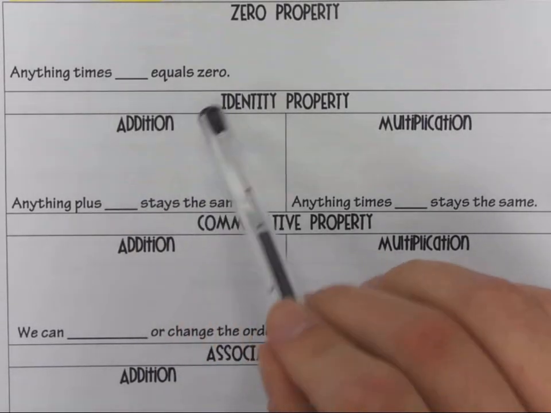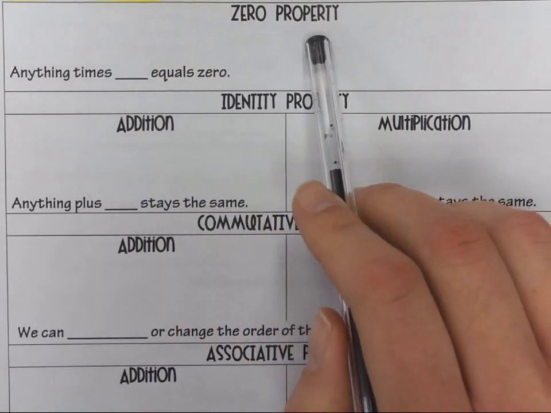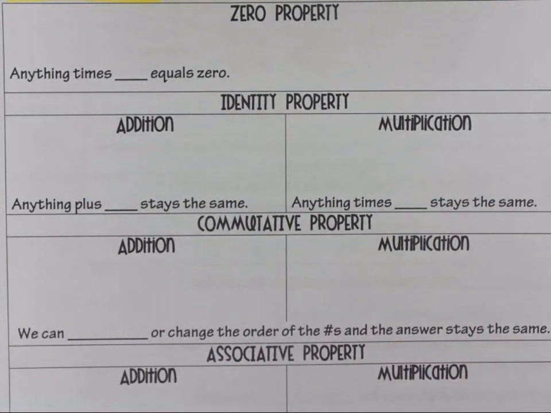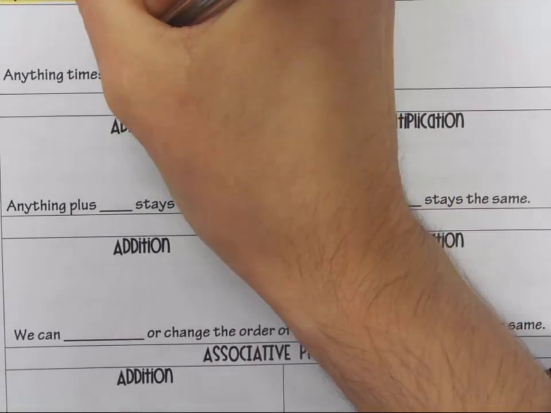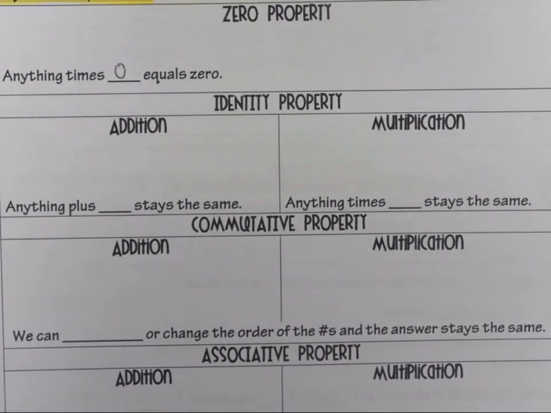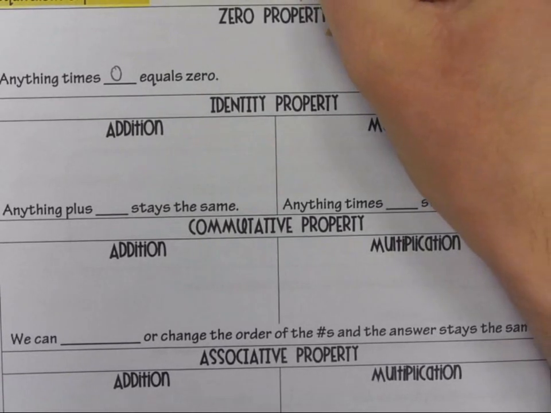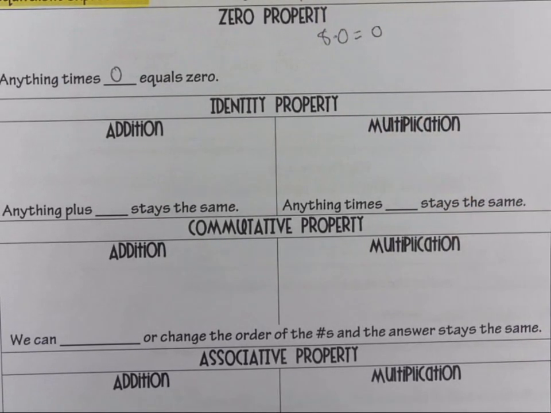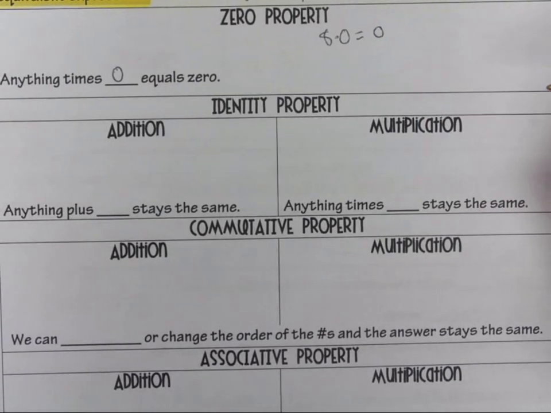So the first property we're going to learn is the zero property. So what this means is that anything times zero still equals zero. And again, this is one of those rules that mathematicians practiced with, and they found this to always be true. So if I took 8 times 0, for example, I know that's going to equal 0. And that's kind of one of those things you just remember. If I have something that has 8 pieces and I have 0 of them, then it's 0.